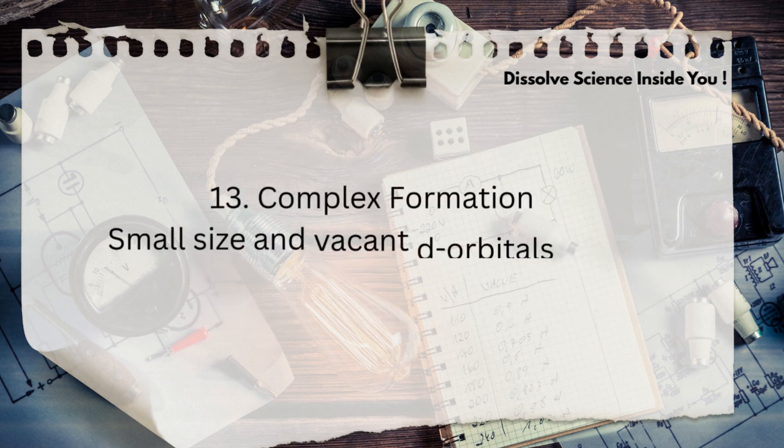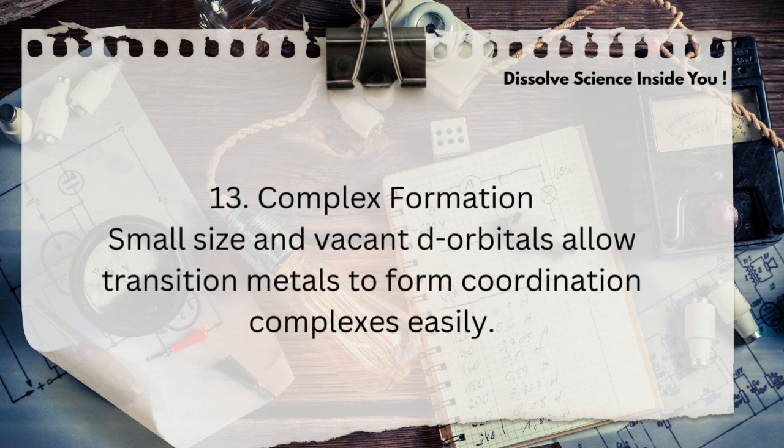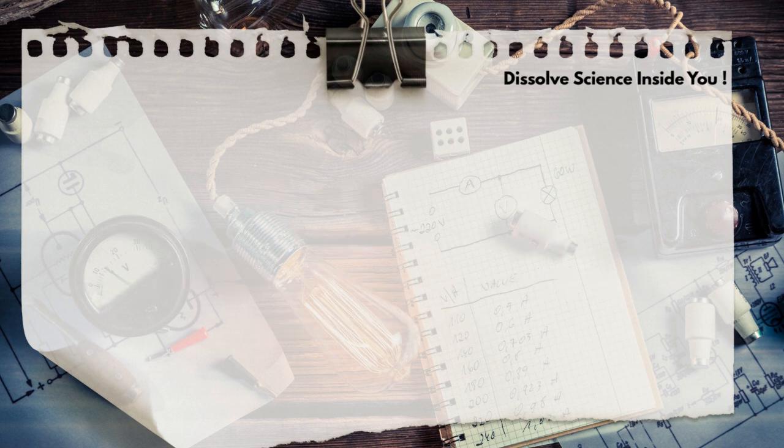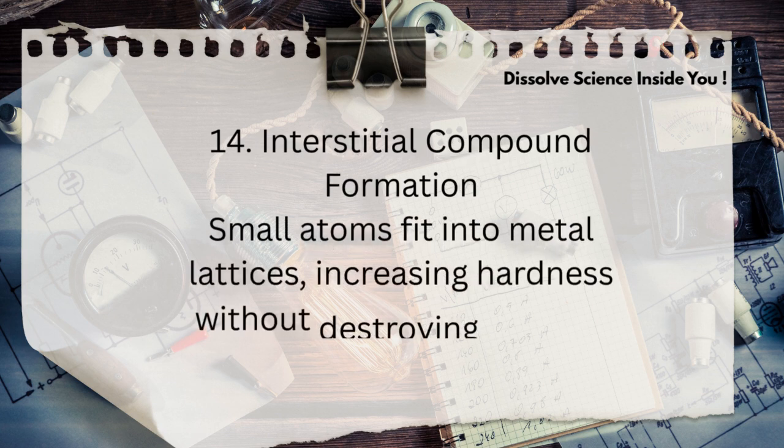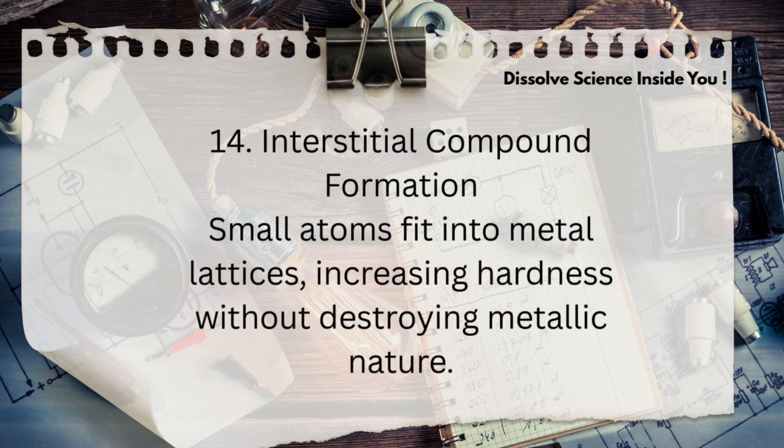Interstitial compound formation. Small atoms like hydrogen, carbon, and nitrogen can occupy interstitial spaces in the metal lattice. This results in increased hardness, increased strength, and retention of metallic conductivity. Example: steel. Alloy formation. Transition metals easily form alloys with other metals because of similar atomic sizes and the same crystal structures. Alloys improve strength and corrosion resistance.